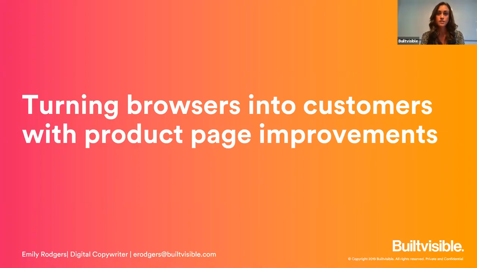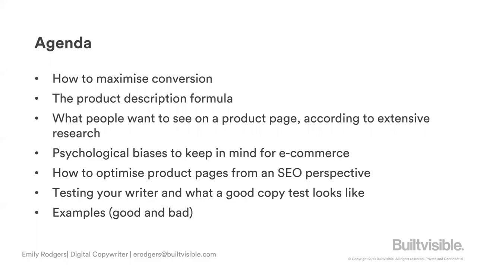Okay, so I'm just going to run through an agenda to start off with. So we'll start off by broadly covering the different techniques that you can use to maximize your conversion. And then we'll be going through the product description formula. So many companies use this formula for consistency across their product pages. If you're creating product pages or product descriptions at scale, it's really good to have a formula in mind.